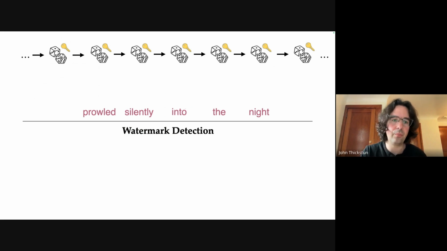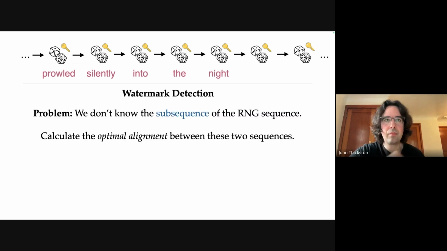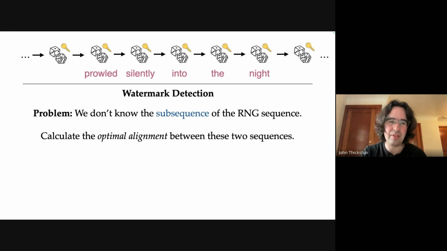Okay, so in the context of all of these challenges, let's see how we detect the watermark. So first problem, we don't know the subsequence of the RNG sequence. Well, that's actually okay. We're just going to search for all possible alignments of our text that we're testing with the RNG sequence. And we'll calculate the optimal alignment between these two sequences.